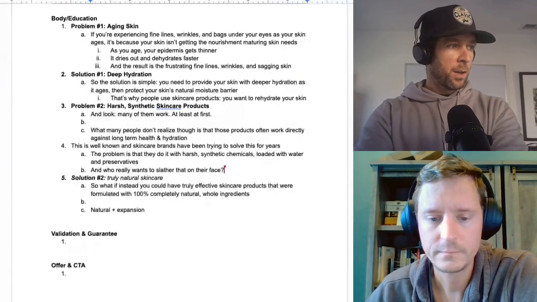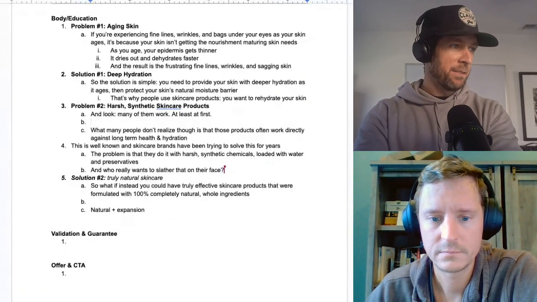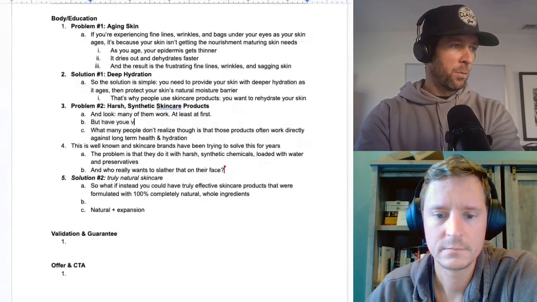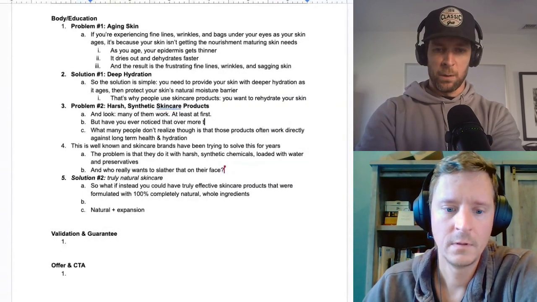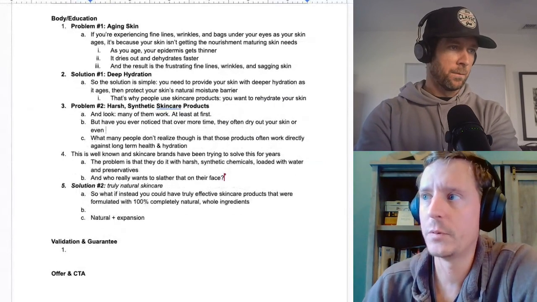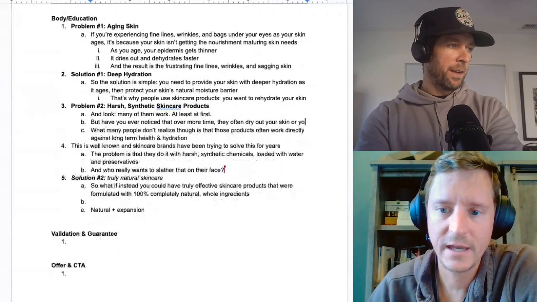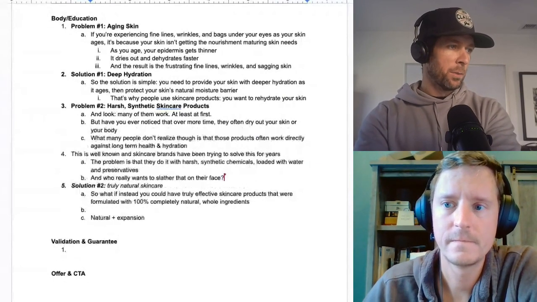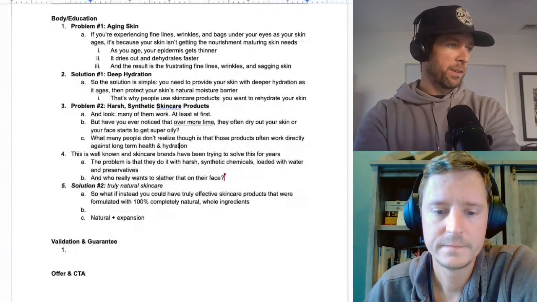Great. So I'm going to say it like this: many of them work, at least at first, but have you ever noticed that over more time they often dry out your skin? Or how else would they experience it? Or your body starts overproducing oils. Or your face starts to get super oily. Okay, and now you're back to where you started.